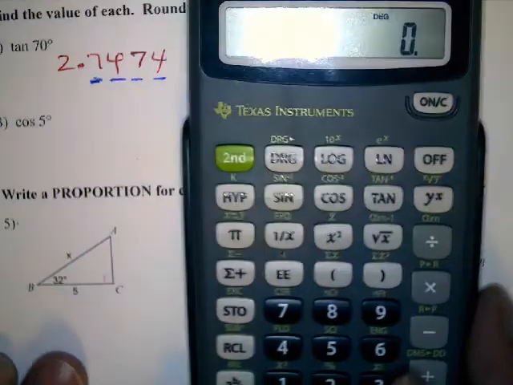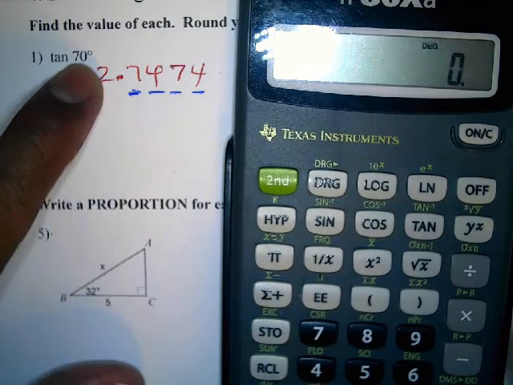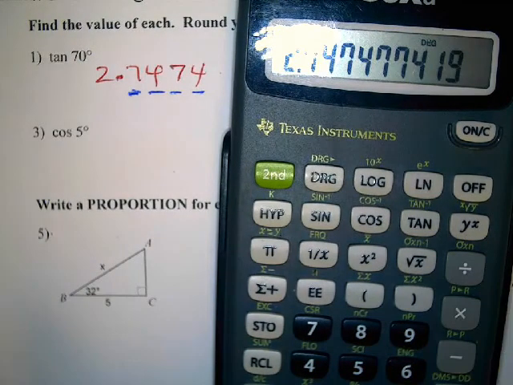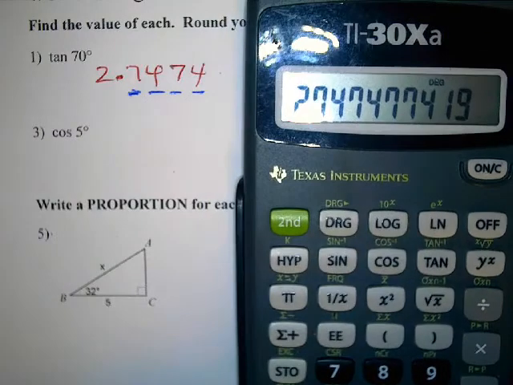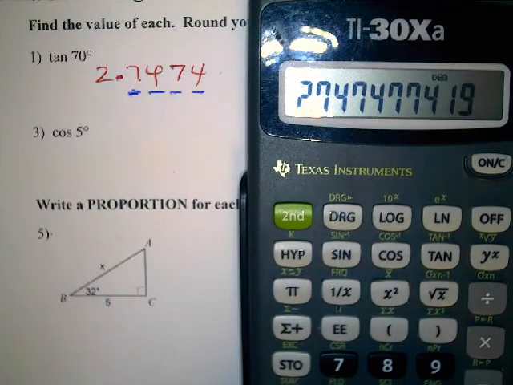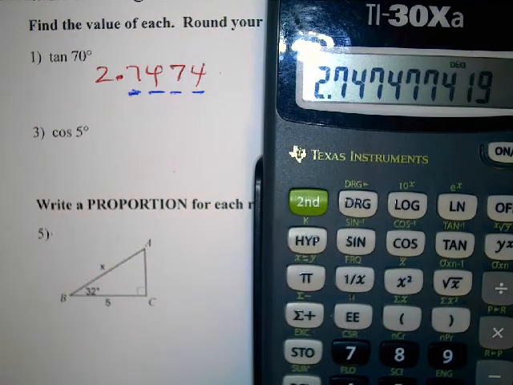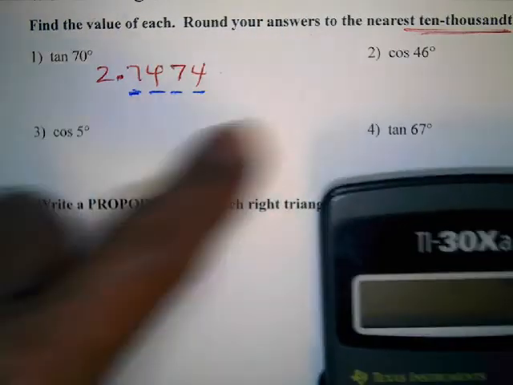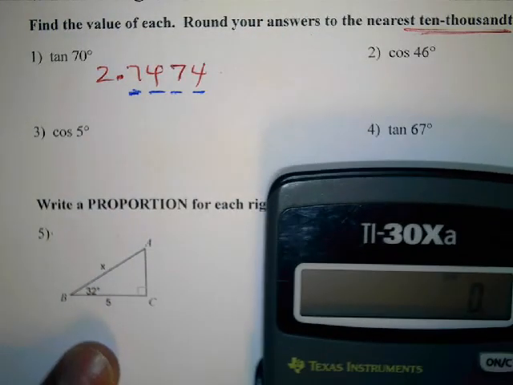Okay, let's do the next one. If I were to do it on this one, remember this is the one where you've got to put the 70 first, the degree first, 70, and then hit the tangent button. See, I'll get the same answer, but the way you punch it in is different. 2.7474. All right, let's finish this one up.